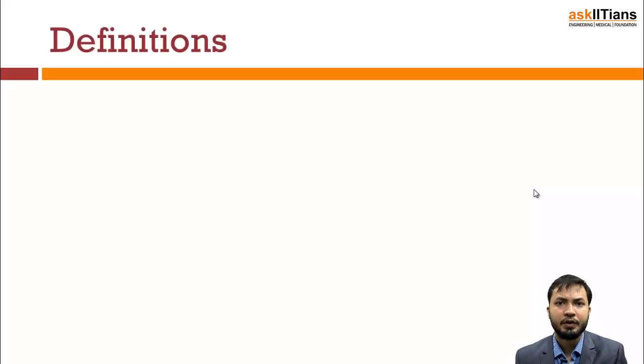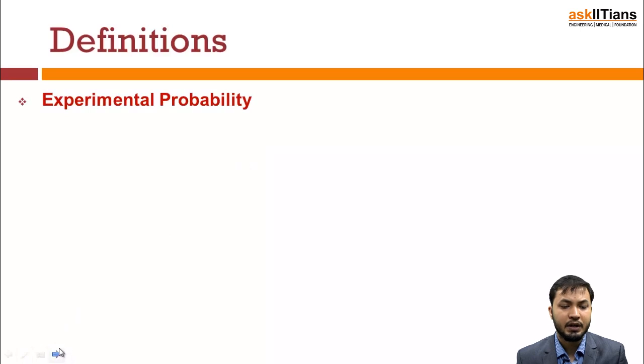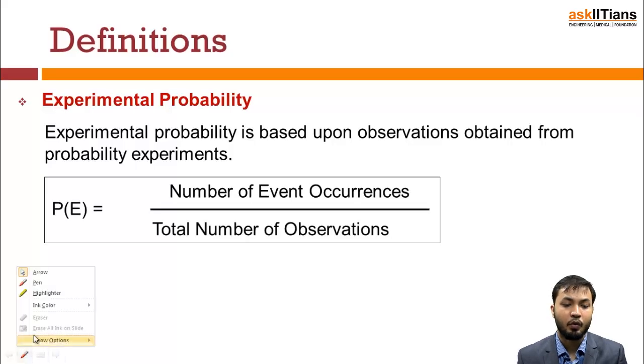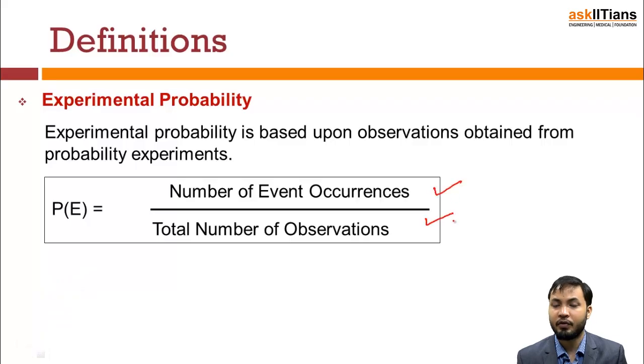Hi, continuing with probability, let's look into the different ways in which probability is defined. Now we know the basic definition. Continuing on with it, we see probability is termed under different categories. First of all, experimental probability. Experimental probability is based on the observations obtained from probability experiments. Different events are done, and in each experiment, based on that, when we conclude, this is how we represent it: the number of event occurrences by the total number of observations.